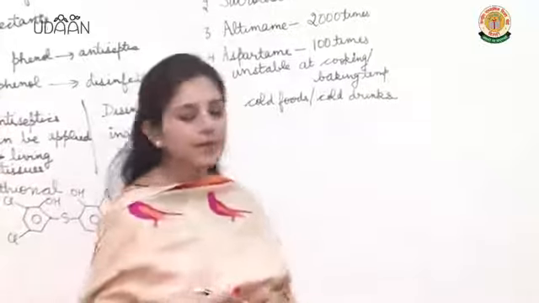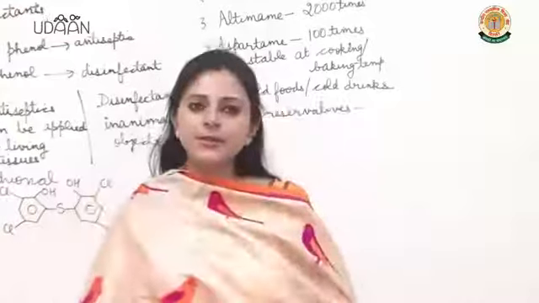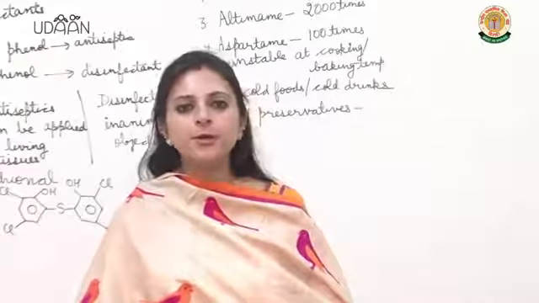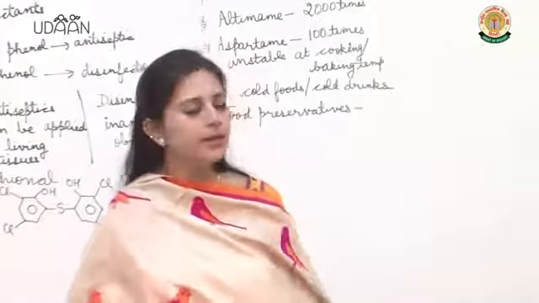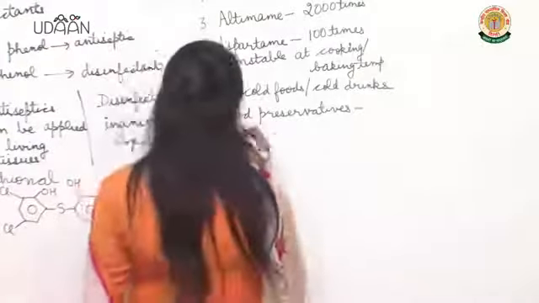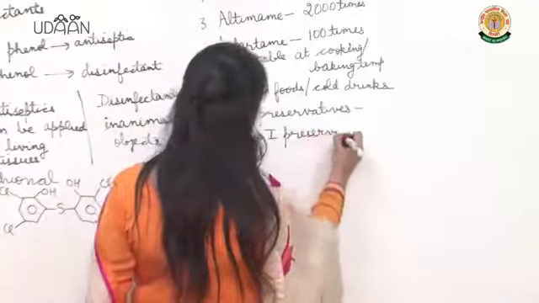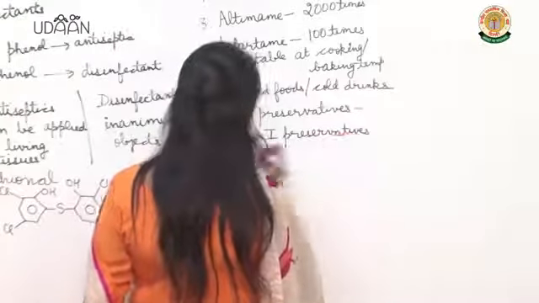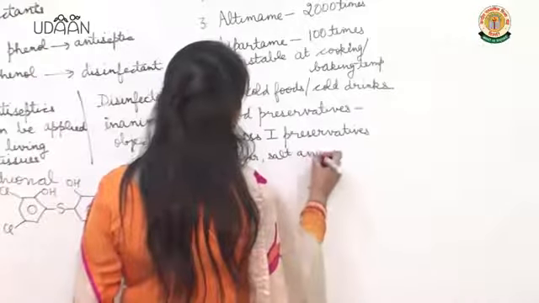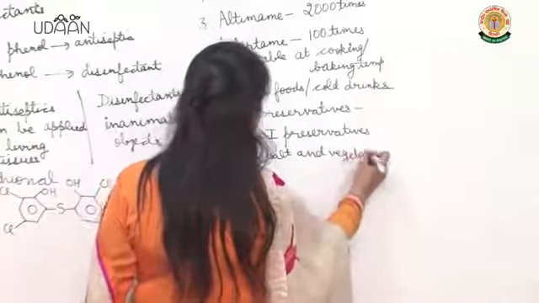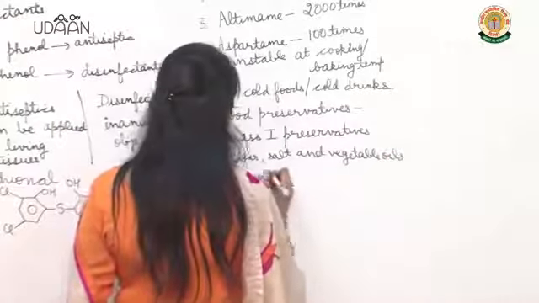Now let us understand what are food preservatives. They are the substances which are added to the food in order to protect it from bacteria, molds and yeast. Now what are class 1 preservatives? Class 1 preservatives are sugar, salt and vegetable oils. Now what are class 2 preservatives?